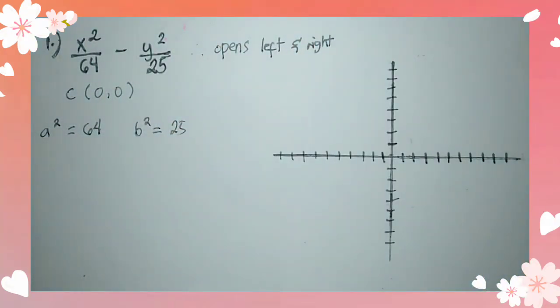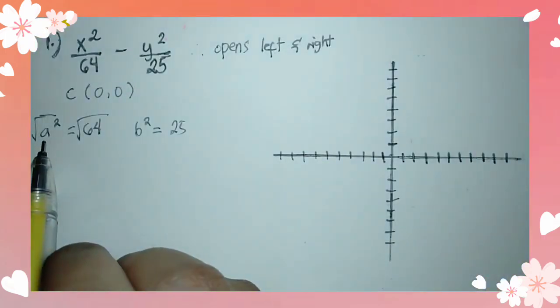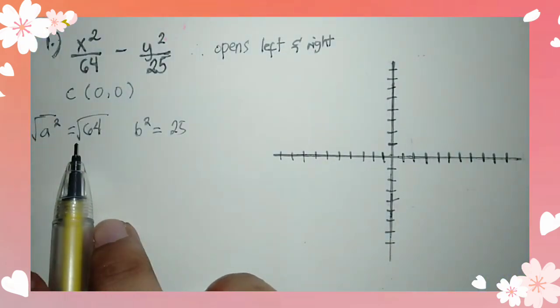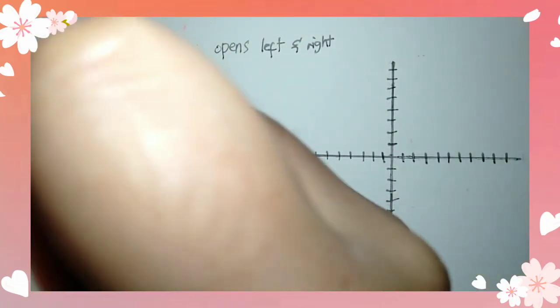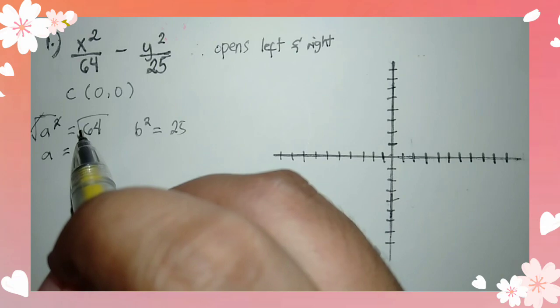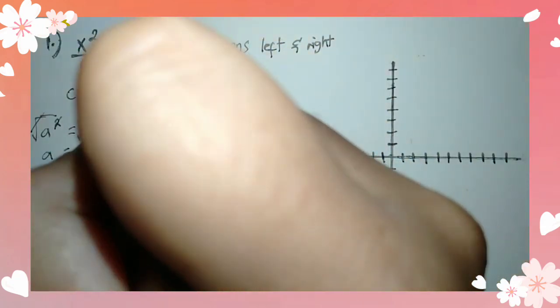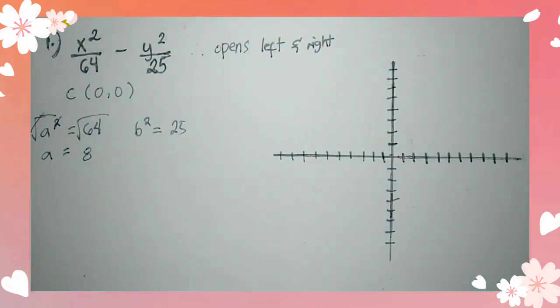Ang hinahanap lang naman natin is a and b. Tama? So, what we are going to do is to extract square root. We have square root of a squared is equal to square root of 64. So, we cancel it out. Then, natira na lang si a. And the square root of 64 is 8. So, yan na yung a natin.